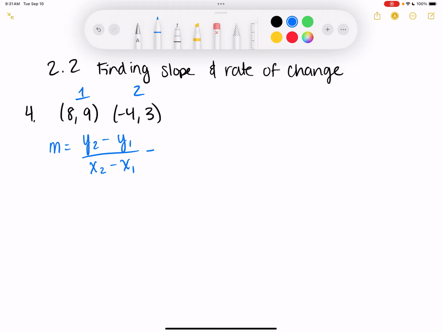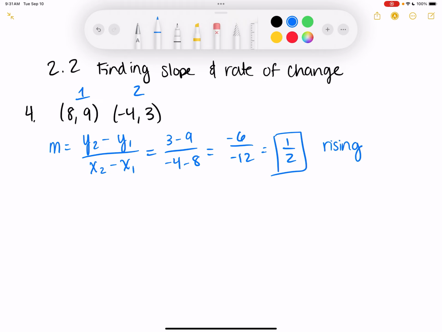All right, so 3 minus 9 over negative 4 minus 8 is negative 6 over negative 12, which is 1 over 2. So that's the slope. Is this rising, falling, horizontal, or vertical? Up 1 over 2, so it's rising in a positive direction. Rising implies it's positive.